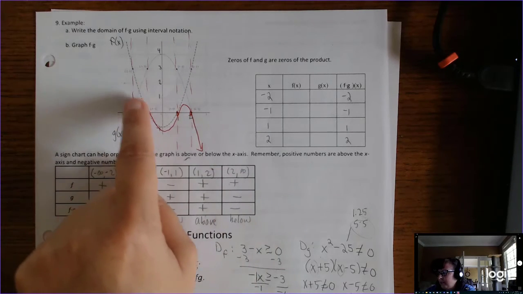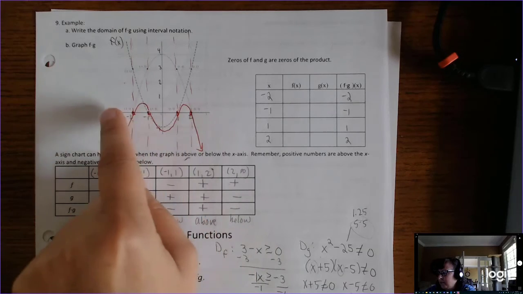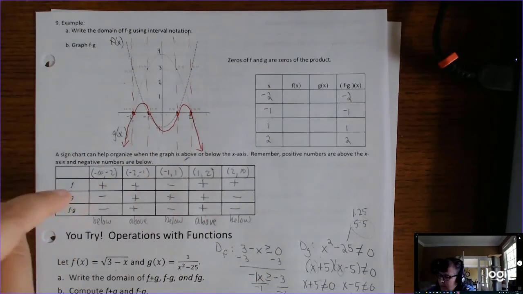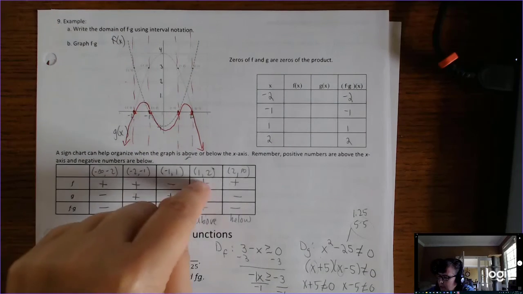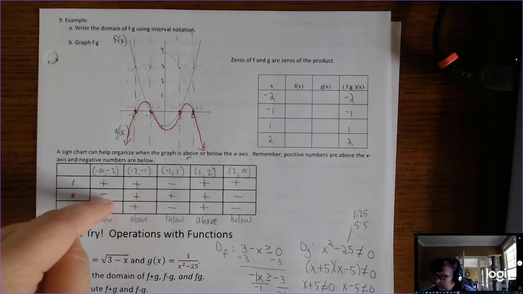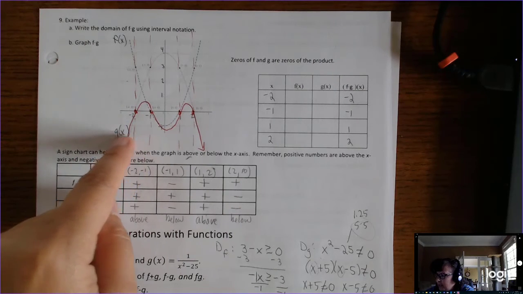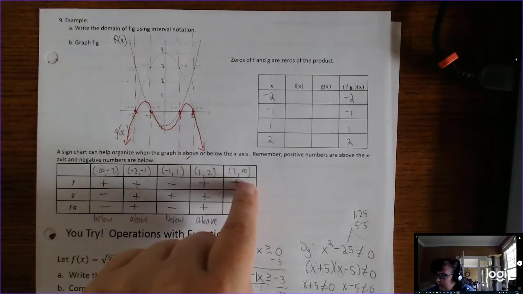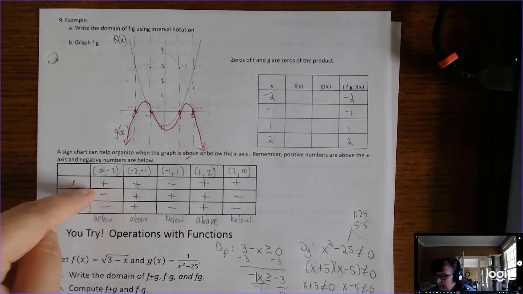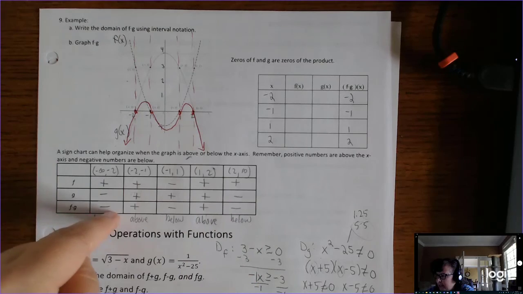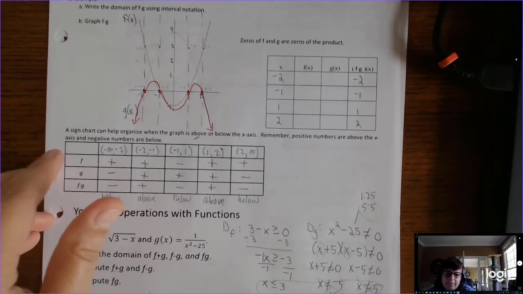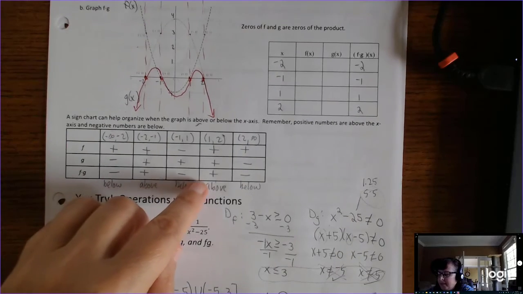So those red lines kind of help you see the intervals. And then I looked at the dashed function and found out it's above, above, below, above, above. And then I looked at the g function and found out it was below, and then above, above, above, above, and then below. And then I'm doing the product, so I used my sign rules and got negative, positive, negative, positive, negative.